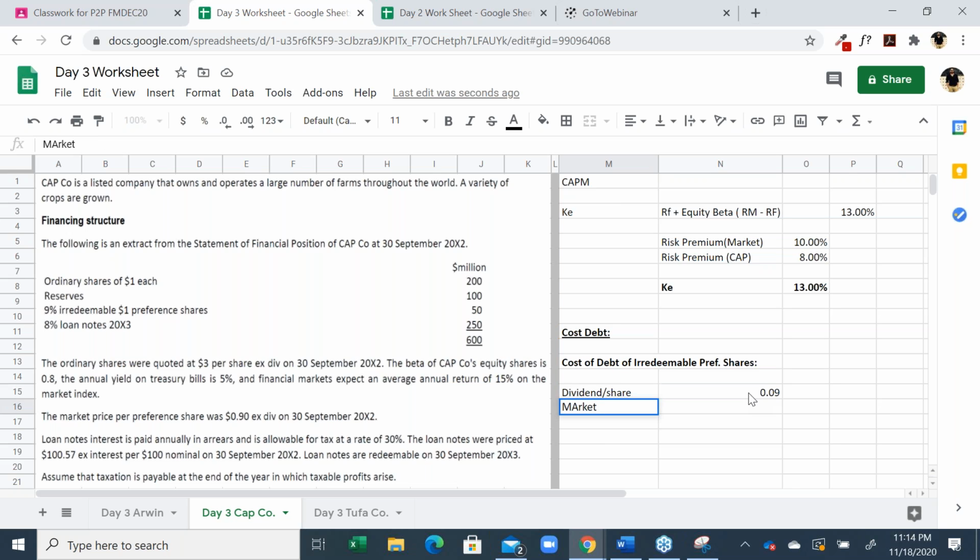Okay. What's the market price of each share? The market price per preference share was $0.9. It means that any investor who buys this share today will invest $0.9 in this company. And against the $0.9, the investor will be paid 0.09, which is 10%. Simple. And that's called cost of debt of the preference share. So every investor who invests today will be investing $0.9 for every share. And against this $0.9, the investor is going to be paid $0.09, which is 10% of the investment. And that is called cost of debt of the company. Is that clear?